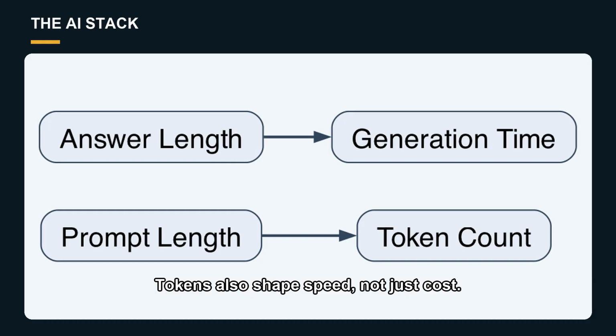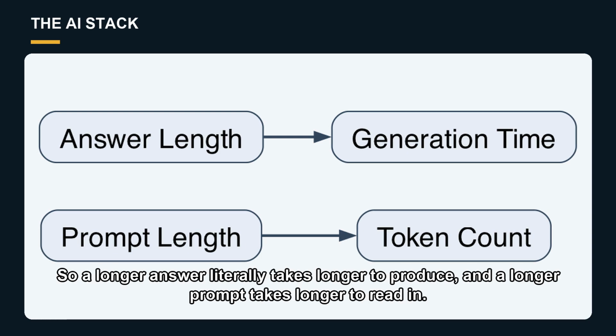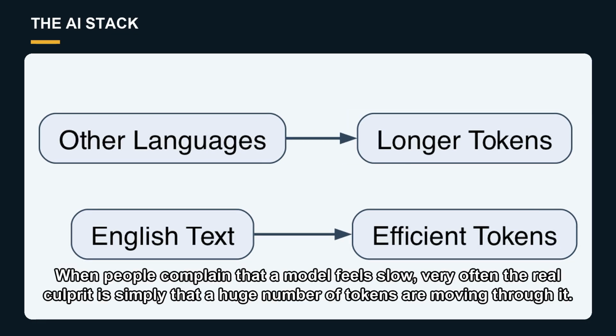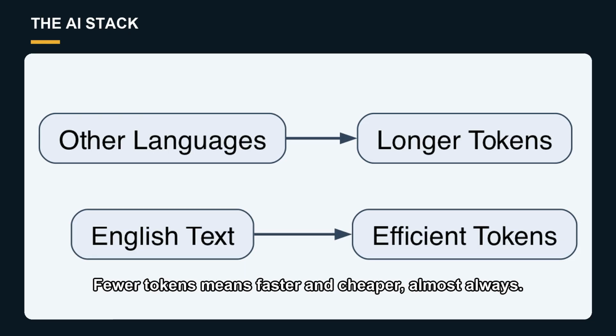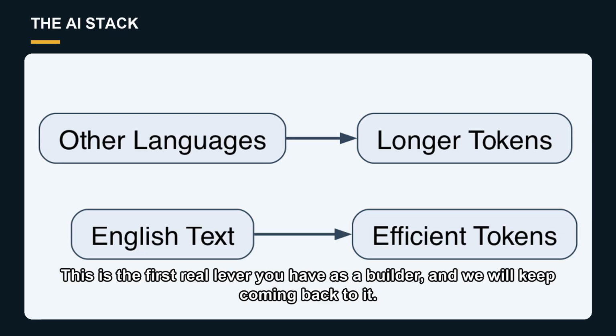Tokens also shape speed, not just cost. A model generates its answer one token at a time, each new token built on all the ones before it. So, a longer answer literally takes longer to produce, and a longer prompt takes longer to read in. When people complain that a model feels slow, very often the real culprit is simply that a huge number of tokens are moving through it. Fewer tokens means faster and cheaper, almost always. This is the first real lever you have as a builder, and we will keep coming back to it.